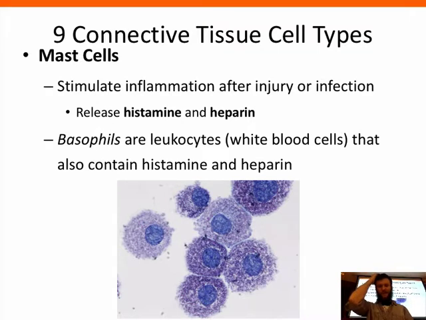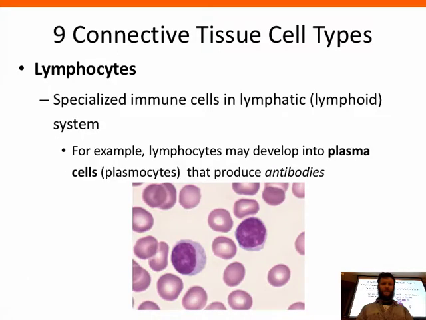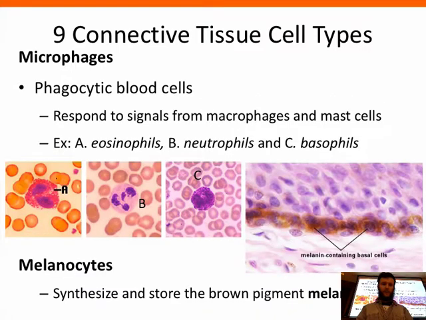Mast cells. Yeah, we'll talk about mast cells some other time. Yeah, do I really want to talk about them? I don't think so. Lymphocytes. Again, these are blood cells. They're important, but I'll talk about blood when we get to cardiovascular. I think I'd rather skip all these. We will talk about melanocytes a little bit today, maybe.